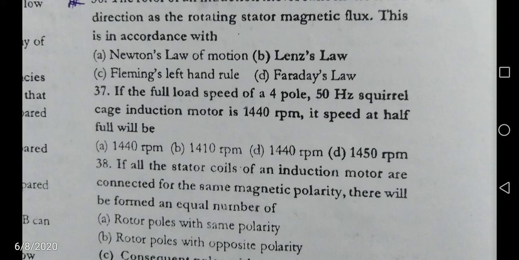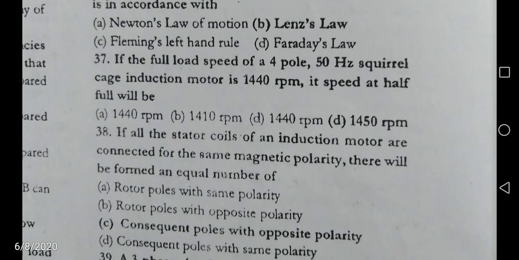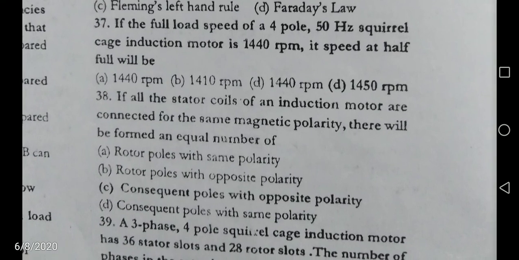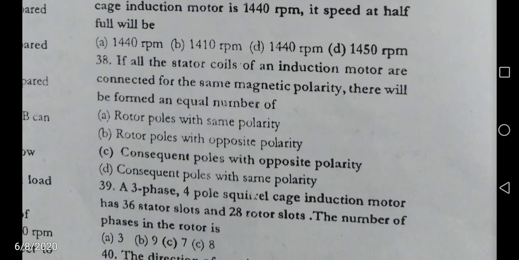So question number 38. If all the stator coils of an induction motor are connected for the same magnetic polarity, there will be formed an equal number of. If all stator coils are connected for the same magnetic polarity, that means all cross or all dot conductors, there will be formed an equal number of.